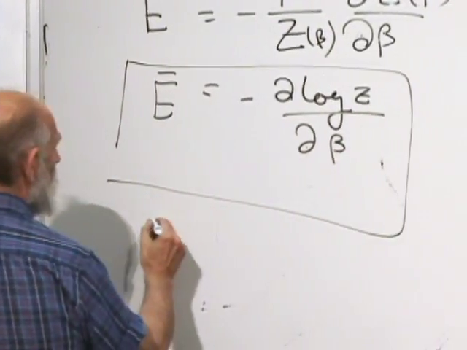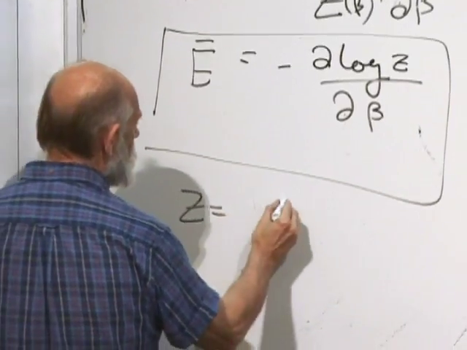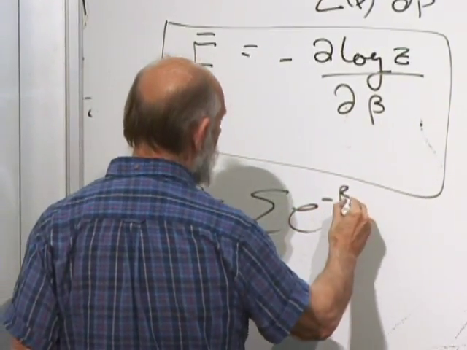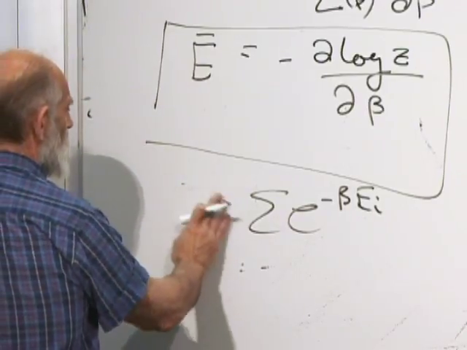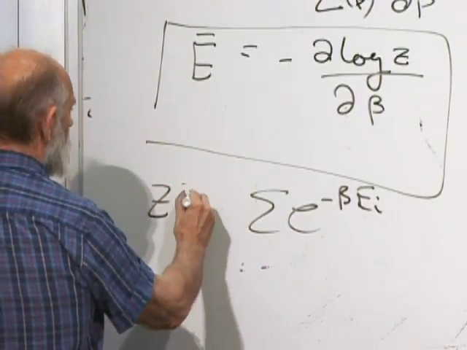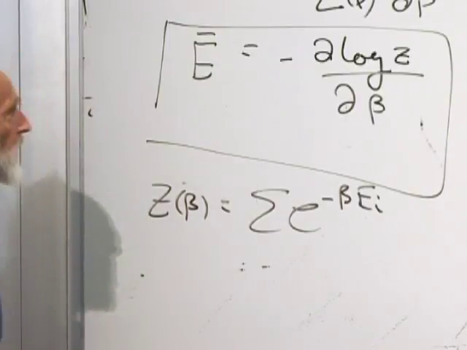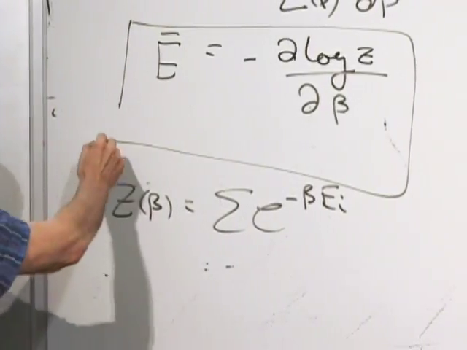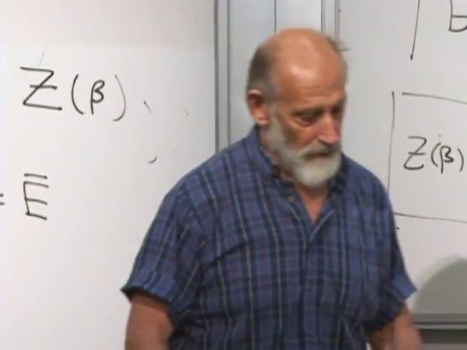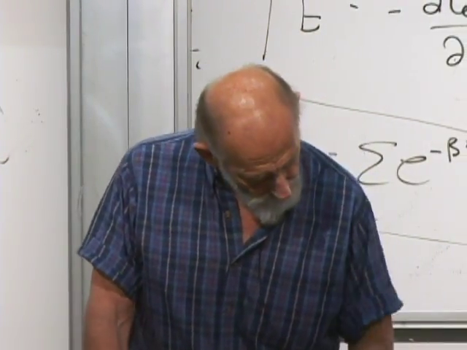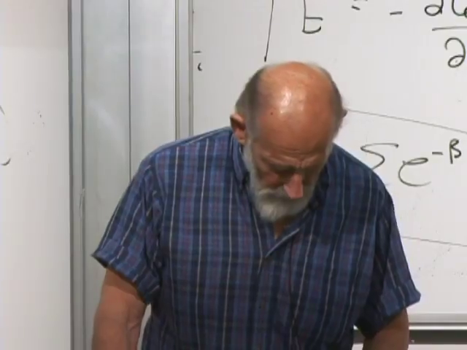This formula, together with the formula that z is the summation of e to the minus beta e sub I, as a function of beta, contains a good deal of information, more than a good deal, just endless amounts of information about the statistical system.